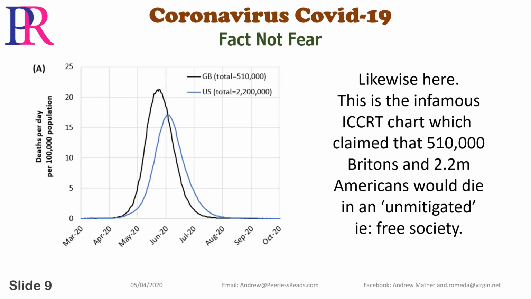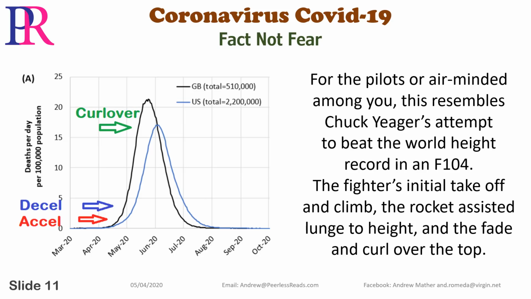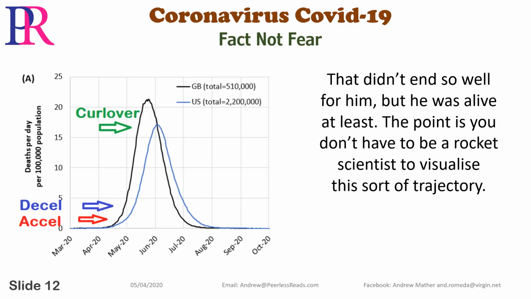happen. Likewise here, this is the infamous ICCRT chart, which claimed that 510,000 Britons and 2.2 million Americans would die in an unmitigated, i.e. free, society. Here we highlight the critical phases of this normal-like curve: acceleration, deceleration, and curl-over. For the pilots or air-minded among you, this resembles Chuck Yeager's attempt to beat the world height record in an F-104. The fighter's initial takeoff and climb, the rocket-assisted lunge to height, and the fade and curl over the top. That didn't end so well to him, but he was alive at least.